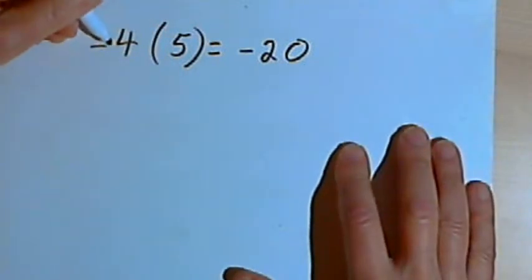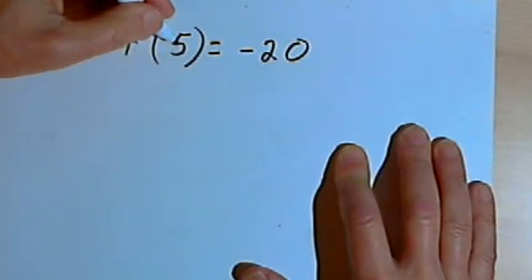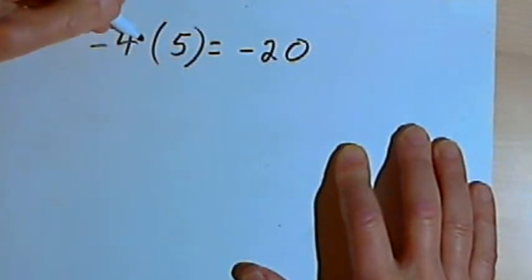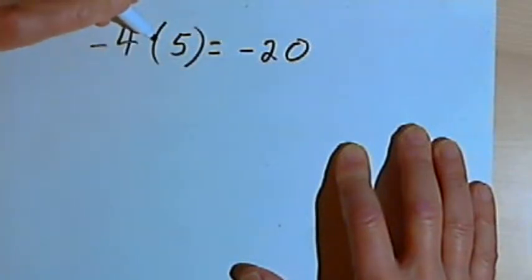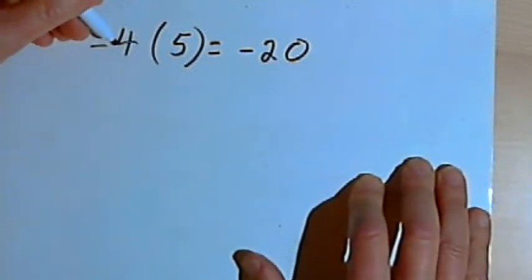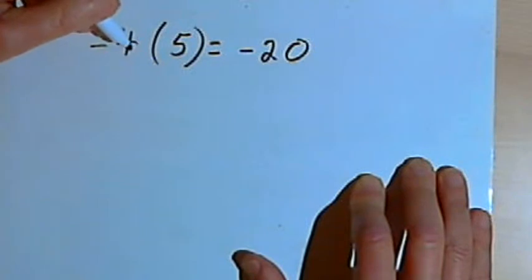Here we've got this basic math fact. Negative 4 times 5 equals negative 20. And I could show this with repeated addition. There's different ways I could show this. But as long as you're comfortable with this, let's take this and see what happens when we want to show what the logic is behind negative times negative.